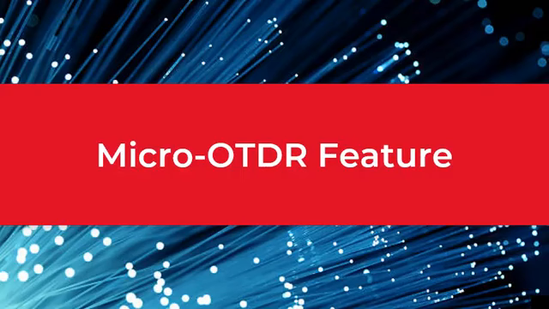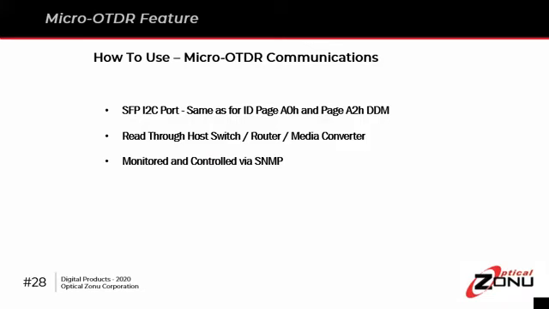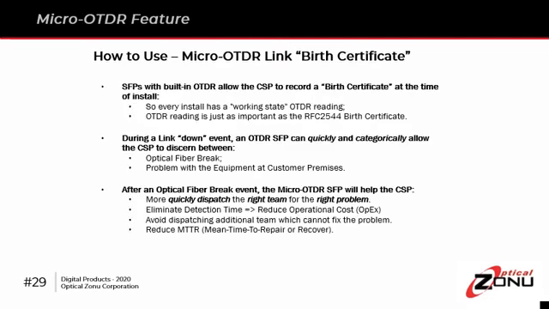What does the micro OTDR feature do? Here's how you communicate with, monitor, and control the micro OTDR. The micro OTDR creates a link birth certificate at the commissioning of an optical fiber link and eliminates the detection time component of the MTTR, mean time to repair recovery costs.